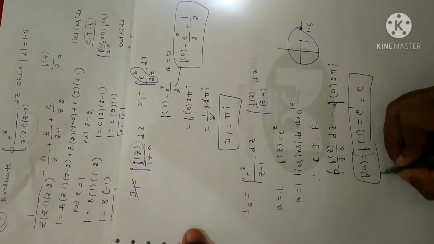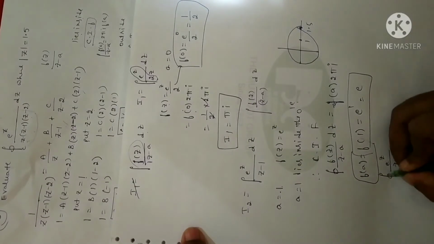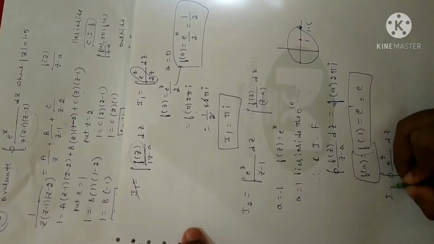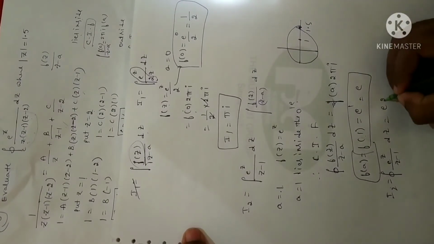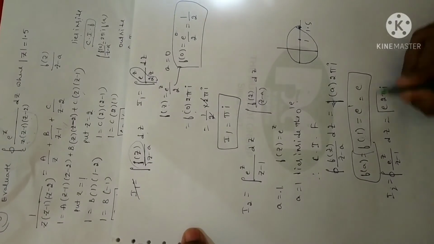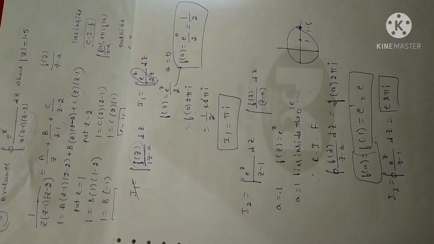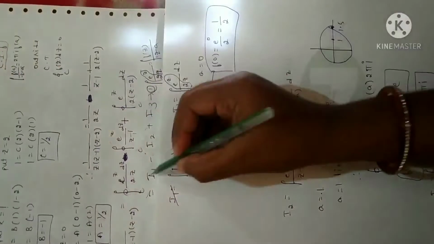So let me substitute. So integral of f of z is e power of z divided by z minus 1 into dz. This is what I2 is. I2 will be f of 1, which is none other than e into 2 pi I. Clear? This is what the value of I2 is. Now I have to calculate I3. So I1 and I2 is finished.